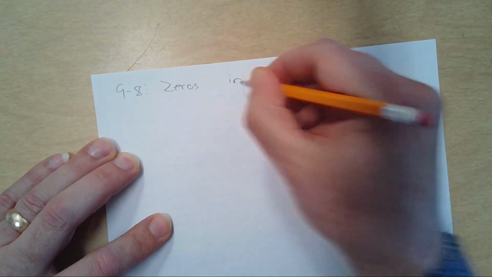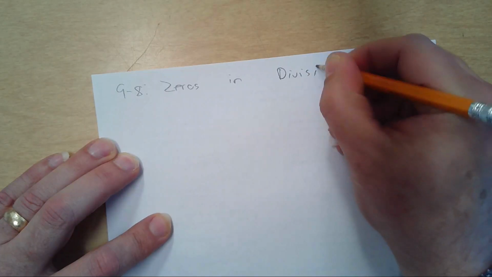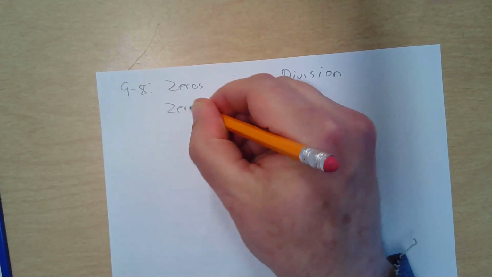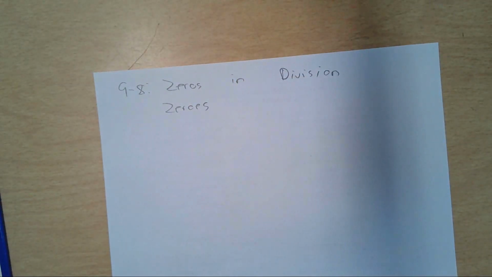Zeros in division. Did you know zeros can be spelled this way or this way? Did you know that? Both are correct.